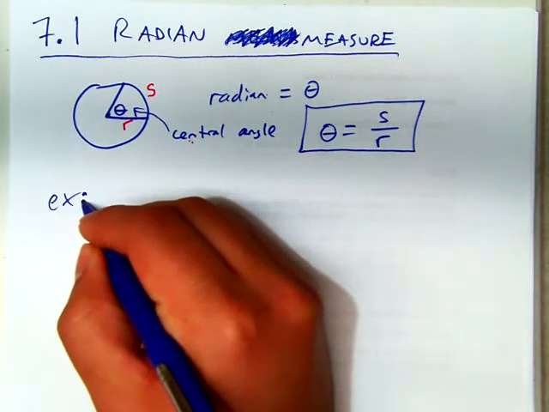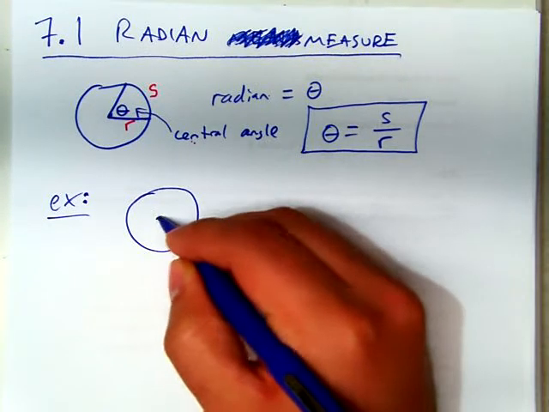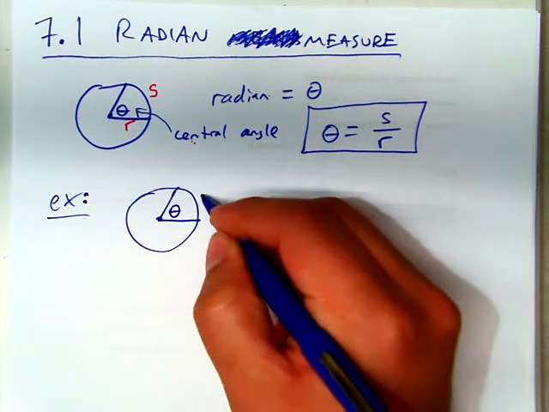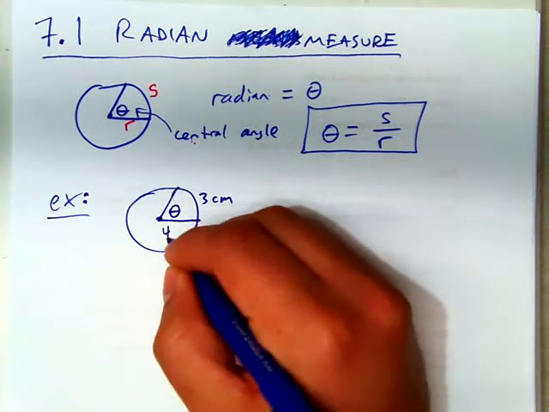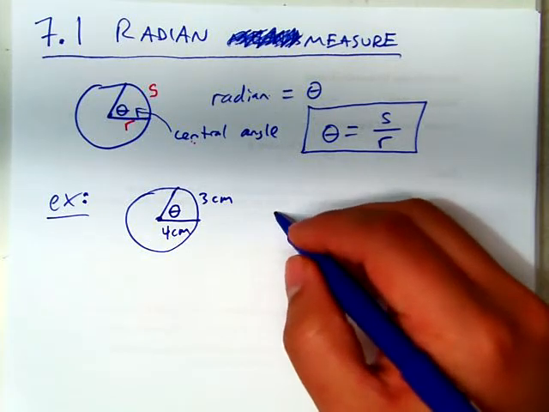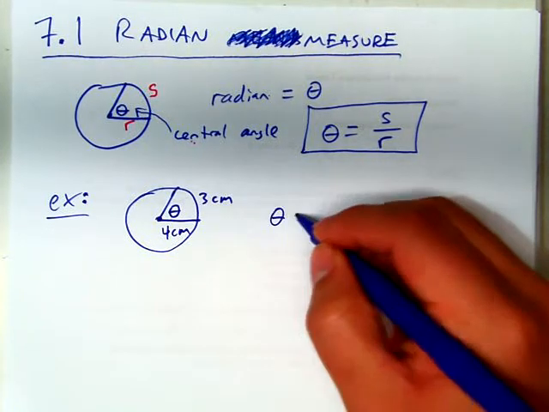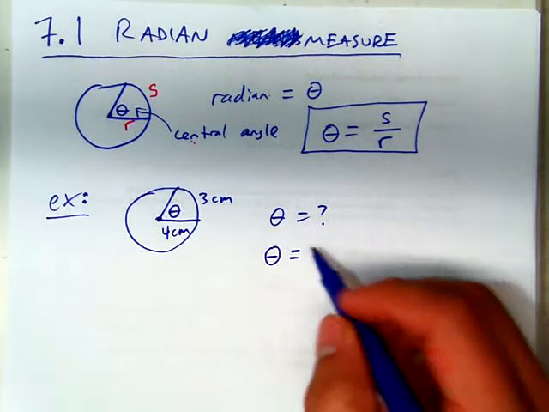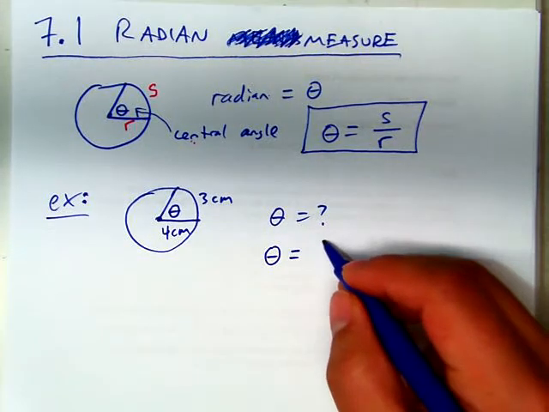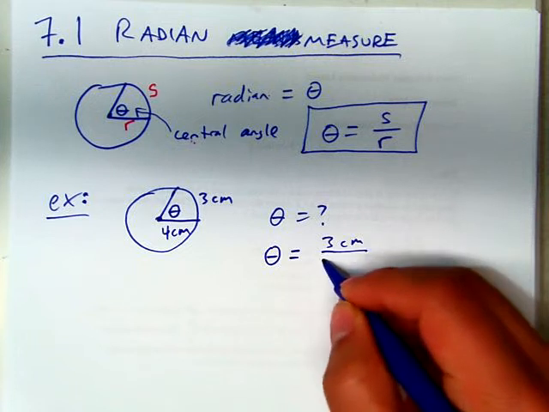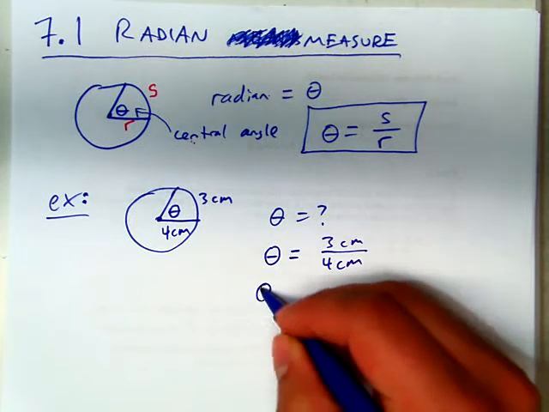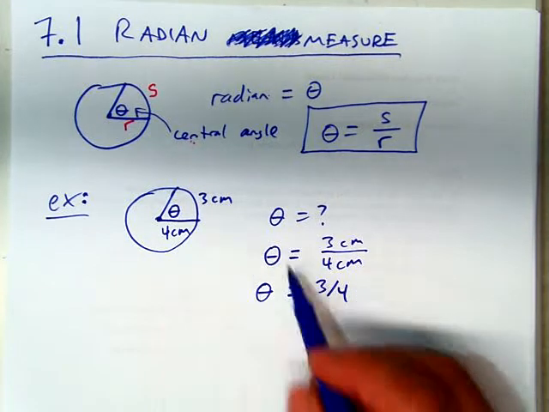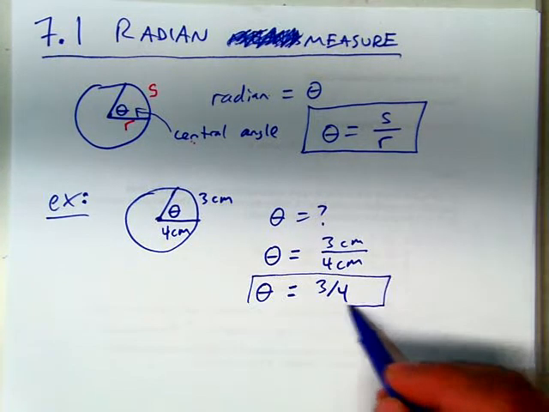So for example, if we have a circle and it looks something like this. Let's say the arc length is 3 centimeters and the radius is 4 centimeters, and I ask you to calculate that angle. We can certainly find it in degrees, but in radians, all we would do is take the arc length, which is 3 centimeters, divided by the radius, which is 4 centimeters, and we get that this angle is 3/4 radians.